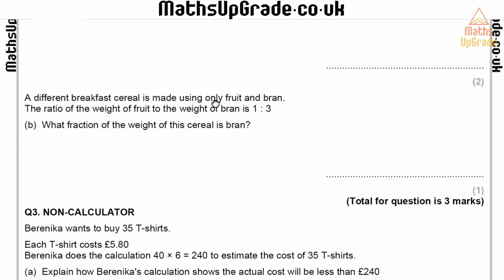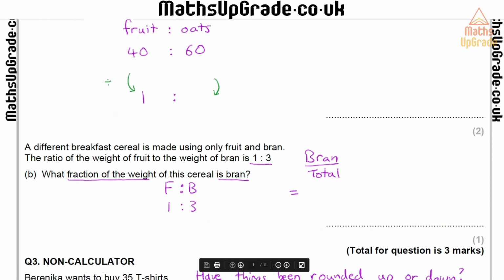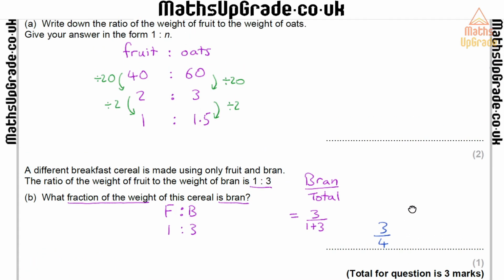In the second part of this question, it says that a different breakfast cereal is made only using fruit and bran. The ratio of the weight of fruit to the weight of bran is 1 to 3. I need to find out what fraction of the weight of the cereal is bran. So this is actually a straightforward question, as long as you write it as a fraction, and remember that the denominator of the fraction has got to be the total number of parts. The number of parts representing bran is 3. So 3 would be the numerator, and the total number of parts is the total number of parts in this ratio, so that's 4. So it's 3 parts of bran out of 4 altogether, so it's 3 out of 4. The whole question there was worth 3 marks.